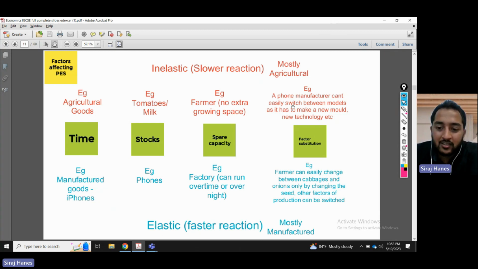Phone manufacturers can't. When they're making one model of a phone, they're making that one model of a phone. They have to change the mold. Yeah. If you notice, guys, most of the inelastic stuff are agricultural businesses. Most of the elastic stuff are manufacturing businesses because they can react faster. Agricultural businesses take time to react.